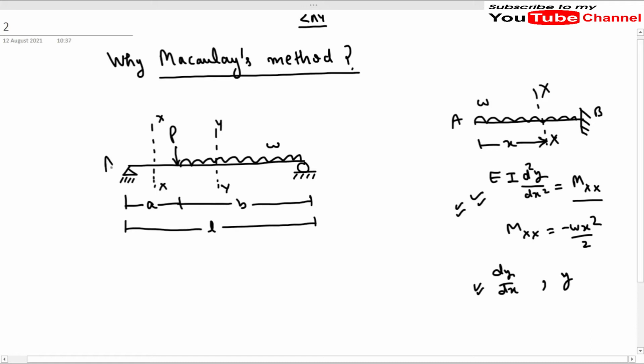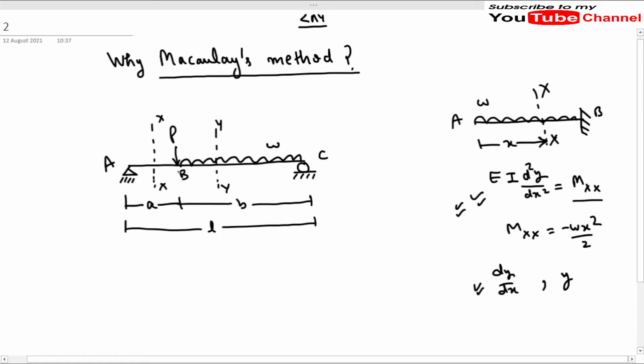Okay, let me name this A, B and C. This UDL is acting on the span segment BC. The segment AB is free. And we also have a point load. So this type of loading is called discontinuous loading. If this UDL is over the whole span of the beam, then it will be continuous, but there is a point load, so this point load will make it discontinuous.